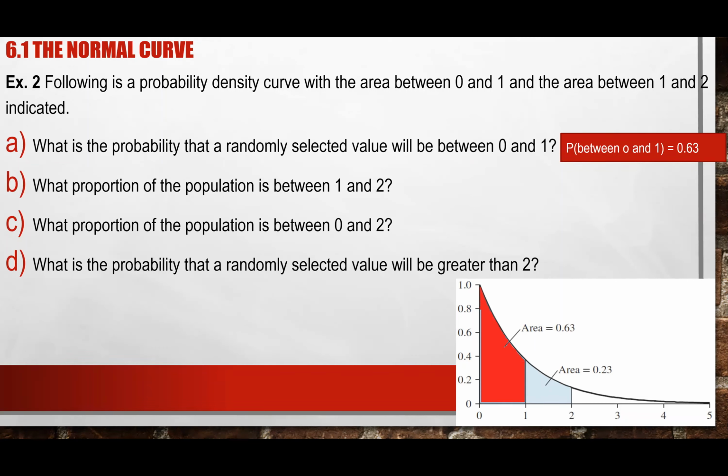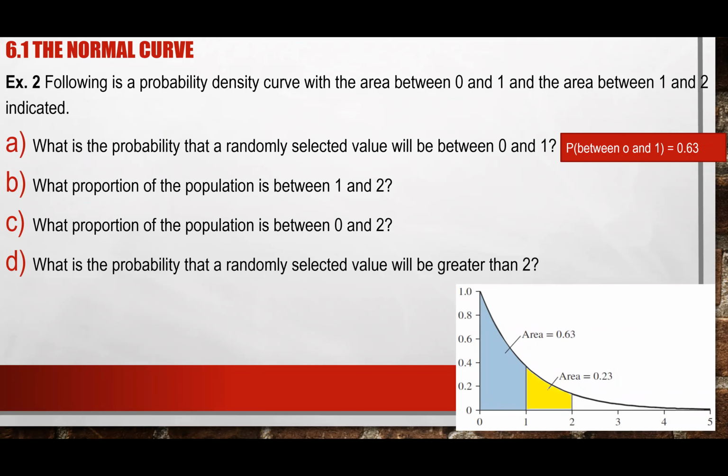And similarly, if they ask us what is the proportion of a population between 1 and 2, we know 1 and 2 is right here. This is the area that we're looking for. And again, the proportion of the population between 1 and 2 will give me 0.23, right? So again, proportion between 1 and 2 and probability of 1 and 2 is the same. It's just a different structure of the question, but the answer is the same, okay?